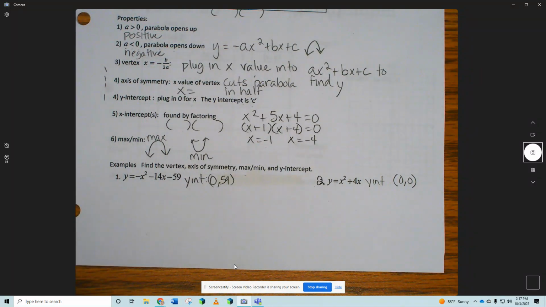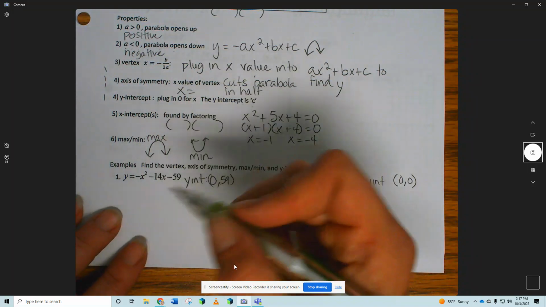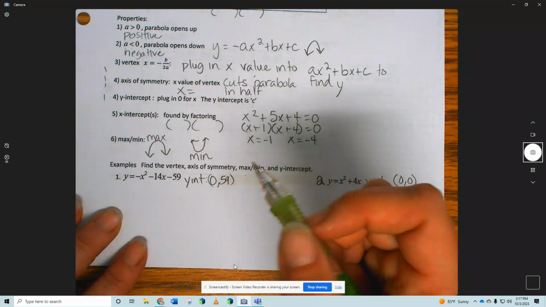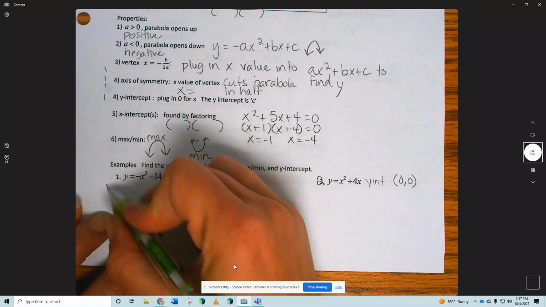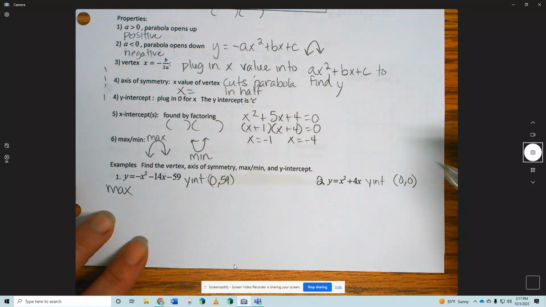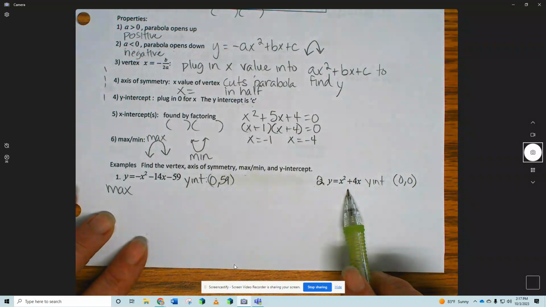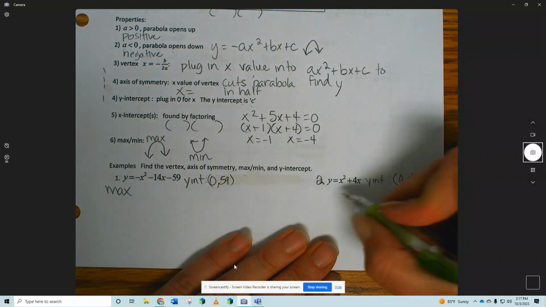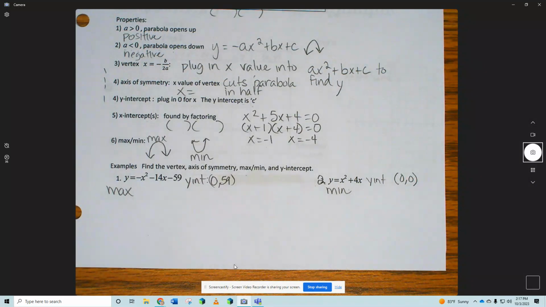Does it have a maximum or a minimum? Number 1. You said it opens downward. Maximum. Number 2. Does that open upward or downward? Upward. It has a minimum. Thank you, all of you that are volunteering. It helps make my video go a lot smoother.